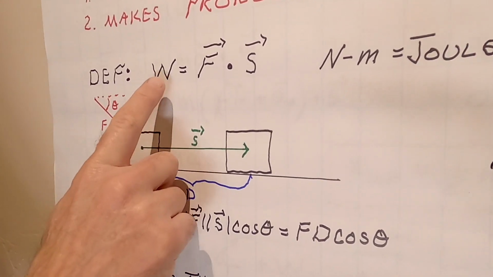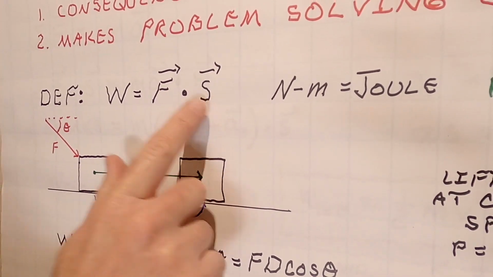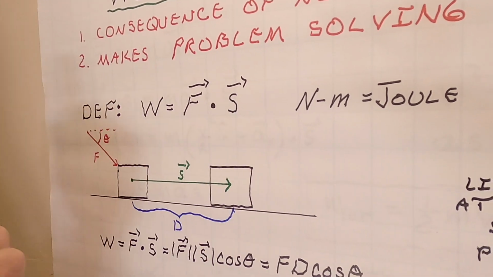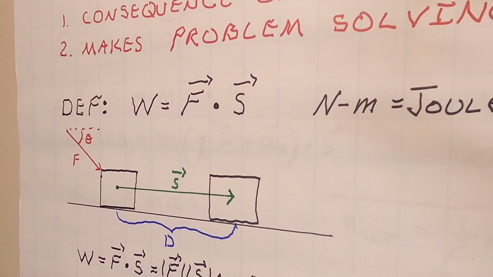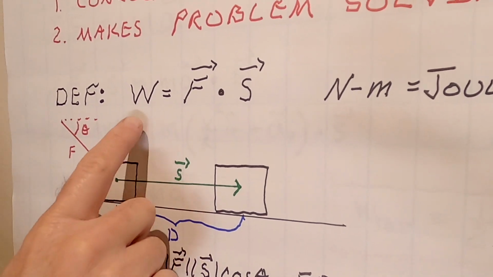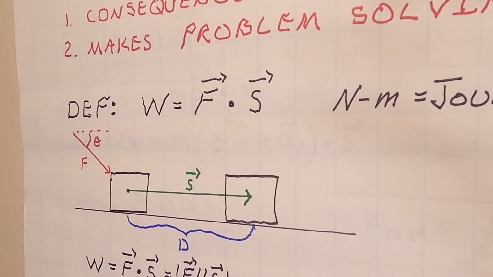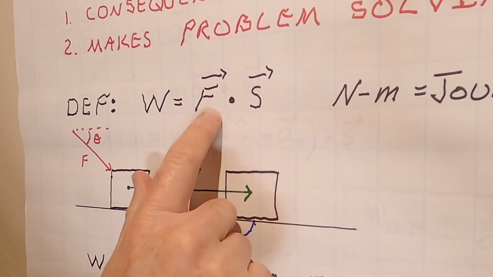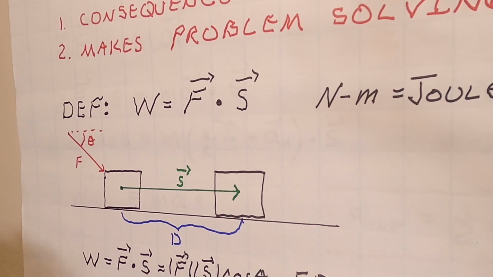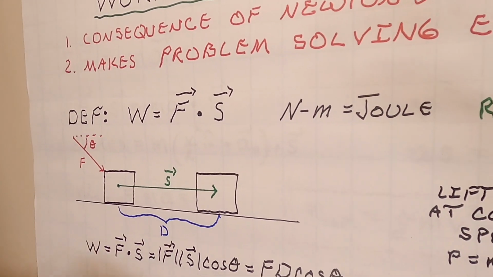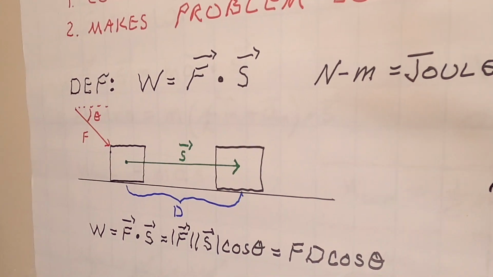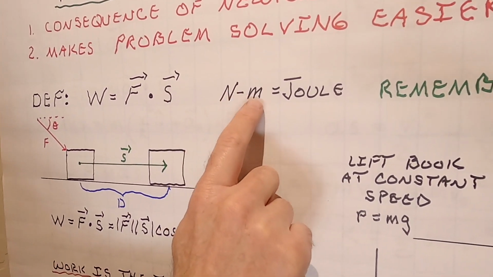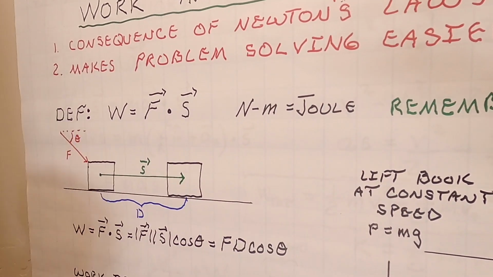The definition of work is F dotted with S. S is the distance that the object moves. It has a direction and a magnitude. F is the force acting on it. I should tell you that this definition is really only good when the angle between those two is constant and the force is constant. But all of our problems so far have been that way. This will work for all the problems that we'll have. The units are force times a distance, a Newton meter, and they just call that a joule.